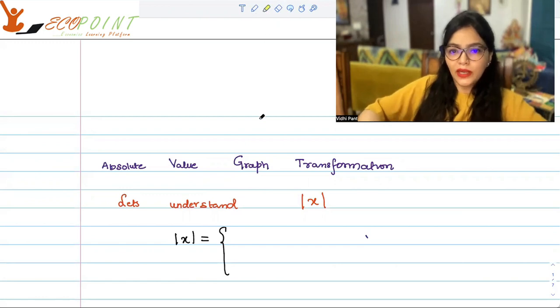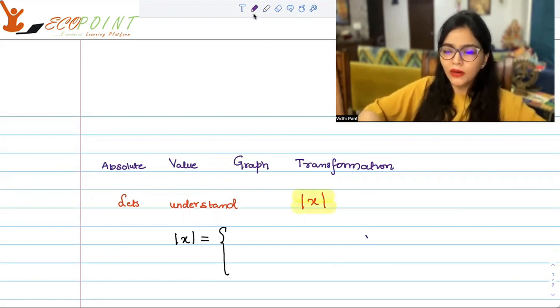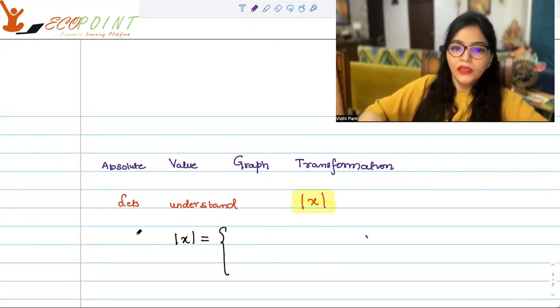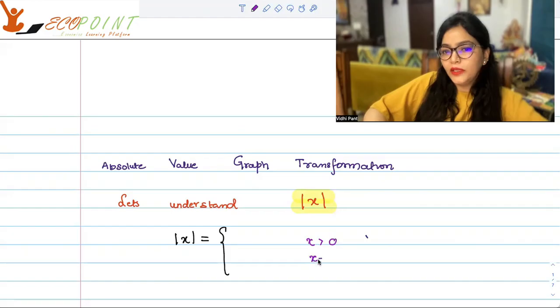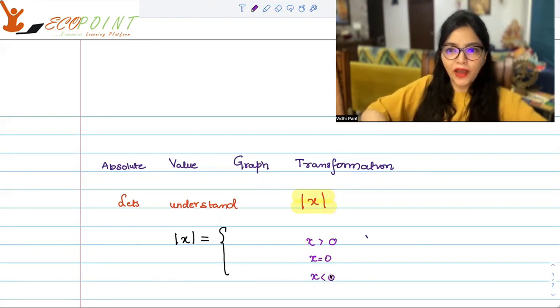Symbolically, this is the way we write it. You have two bars and inside you have a number which, at this moment, is x. Now, modulus of x or the absolute value of x, how do you define it? Any real number x could be either greater than 0, it could be equal to 0, or it could be less than 0. So I'm going to define absolute value of x as a piecewise function.